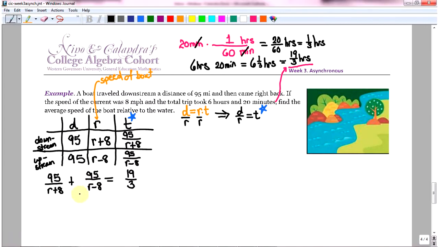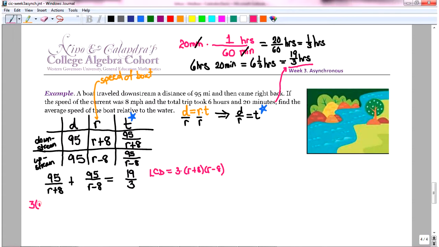So if you think back to solving rational equations, we need a least common denominator to get the fractions to cancel out. So our least common denominator is going to be 3 times r plus 8 times r minus 8, because we want each denominator to appear. Okay, so I'm going to go ahead and write that out to make sure it's clear.